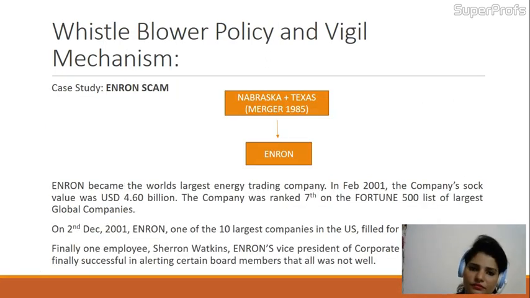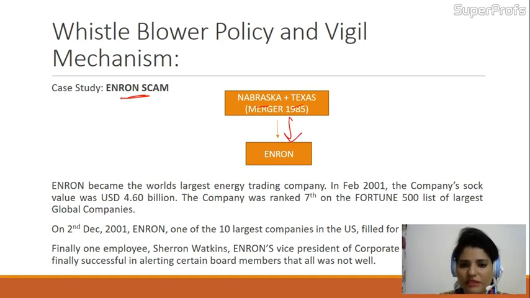Now, there's a case study for whistleblowing policy and vigil mechanism. The case study is the Enron scam, a very famous scam that took place in the year 2001 in the US, and this scam brought into existence the Sarbanes-Oxley Act. What happened in that case? Two companies, Nebraska and Texas, got merged in the year 1985, and at that moment they gave birth to Enron. The merged entity was Enron.